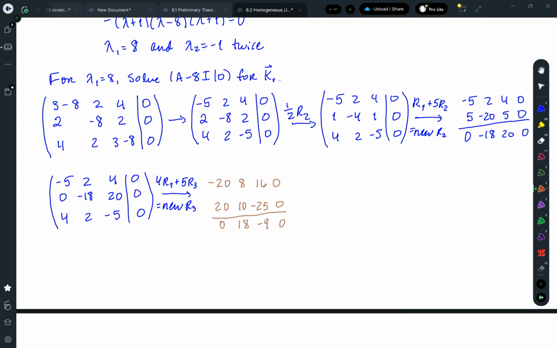Okay. And so now my matrix becomes row 1 stays the same, negative 5, 2, 4, 0. Row 2, I kind of want to fix row 2, but I'm not going to. I'm going to leave it as it is because it will work. 0, negative 18, 20, 0. Row 3 is now 0, 18, negative 9, and 0.